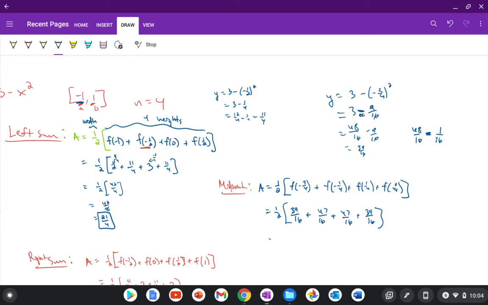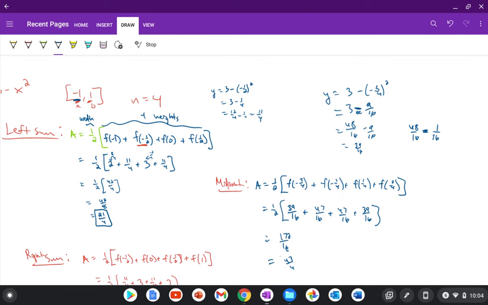So let's add all those together. Do the math here. 39 times 2, 47 times 2. We get 172/16. And reduce that. 172 divided by 4 works, I think. Yeah, so it'd be 43/4.